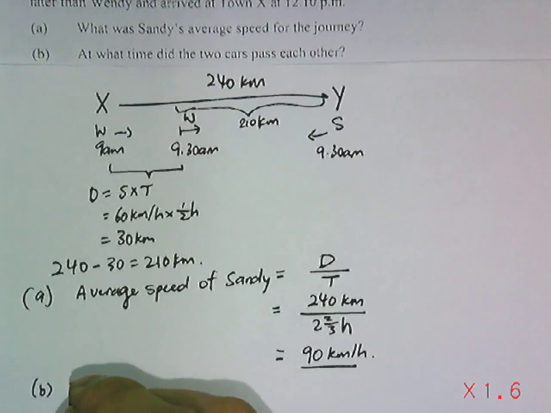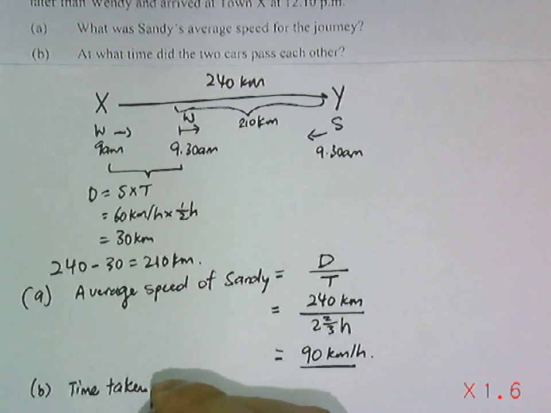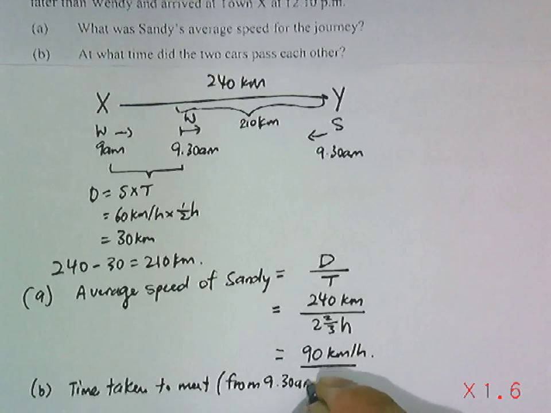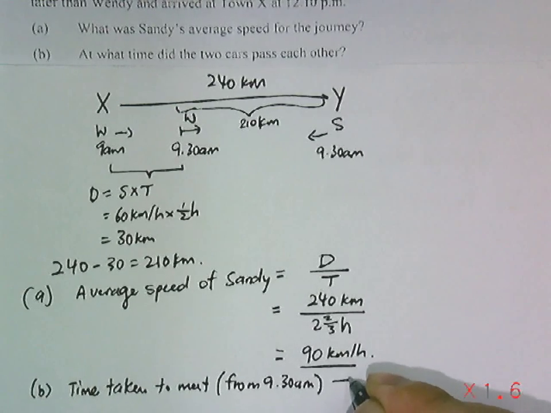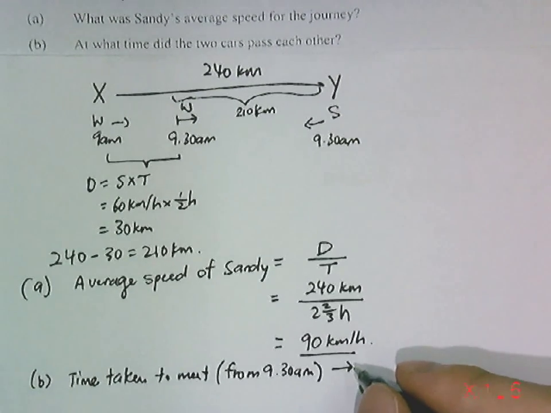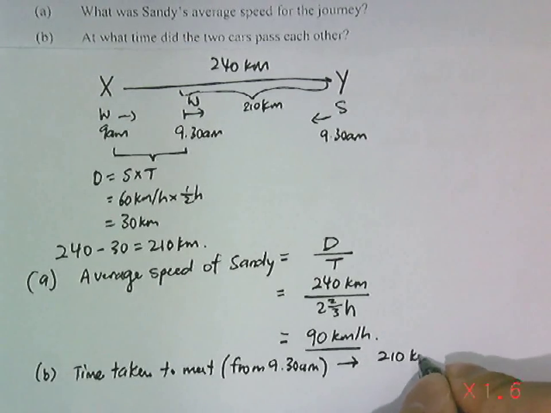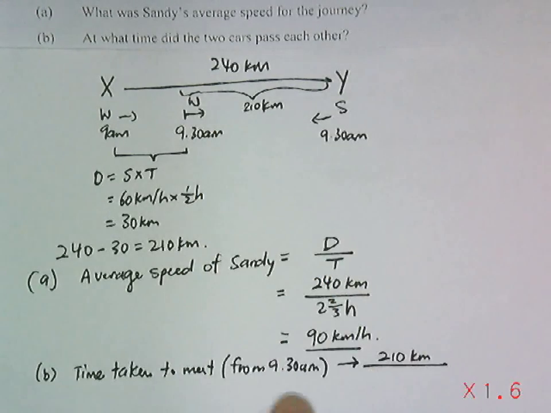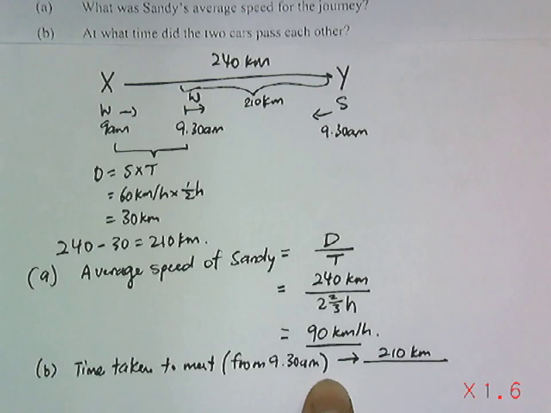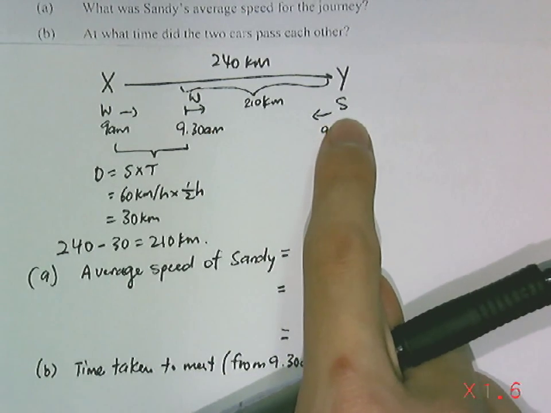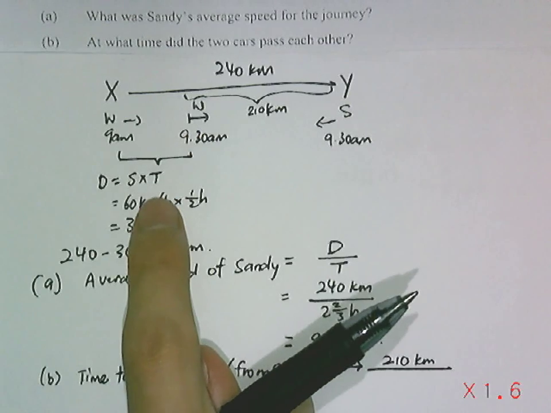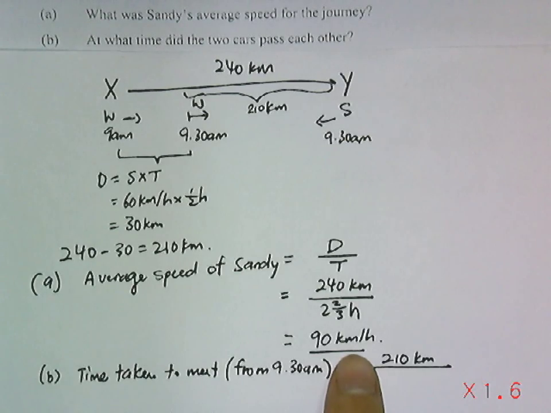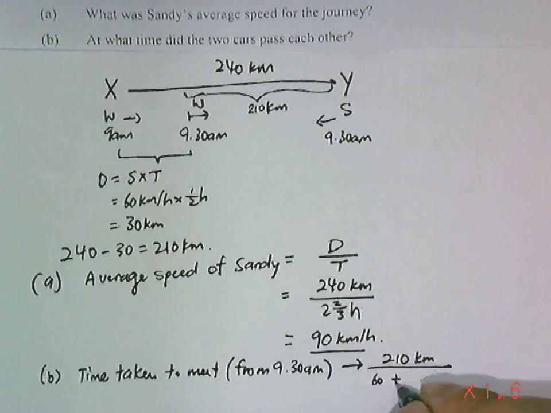So this 210 km will be the gap. The time taken for them to meet, counting from 9:30 a.m. onwards, would be the distance, 210 km, divided by the sum of the speeds for Wendy and Sandy. Wendy's given speed is 60 km per hour, Sandy's speed found in part A is 90. So the sum of speeds is 60 plus 90.